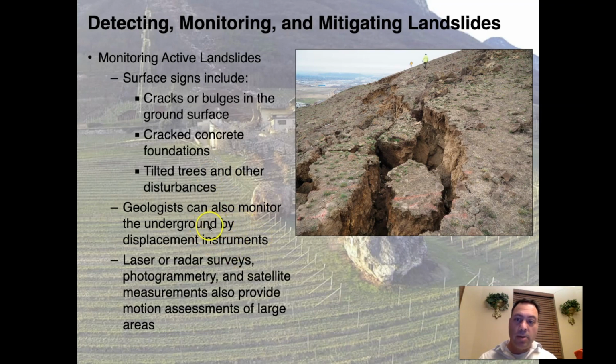Geologists can also monitor the underground by displacement instruments, which is what I just showed you in the previous slide. But some of the new stuff that we're doing is laser and radar surveys, photogrammetry, and satellite measurements, which also provide motion assessments of large areas. We can get extremely detailed, very accurate measurements using lasers now, things that we couldn't do before, and it's much safer, and we can do it from a large distance. You don't actually have to be on the landslide anymore.